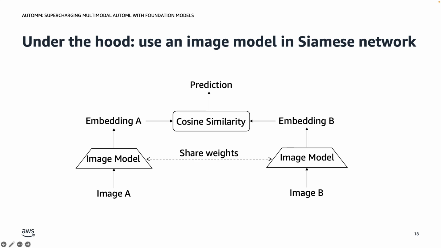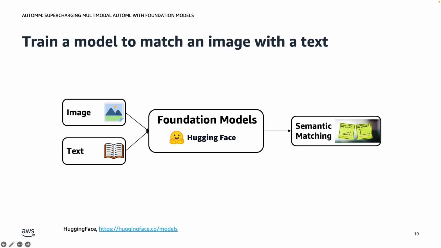We use an image foundation model in the Siamese network. We forward the images A and B through the same encoder separately and compute the similarity. What if we want to match an image and the text?